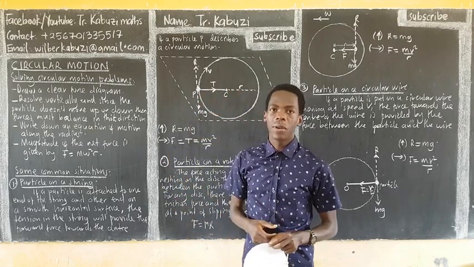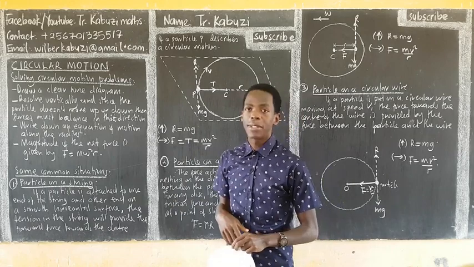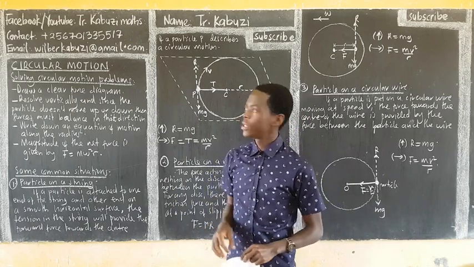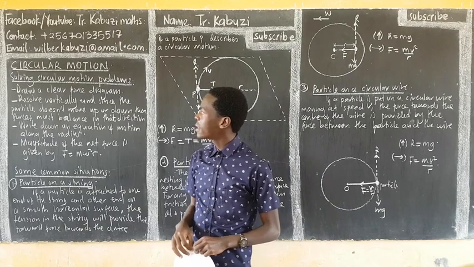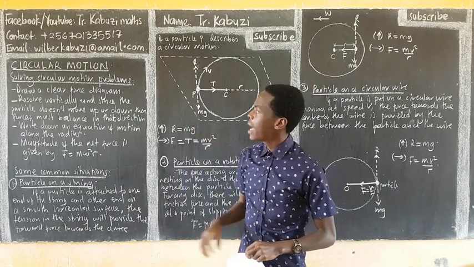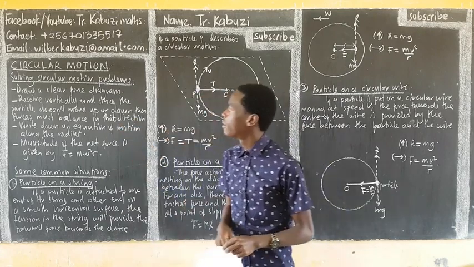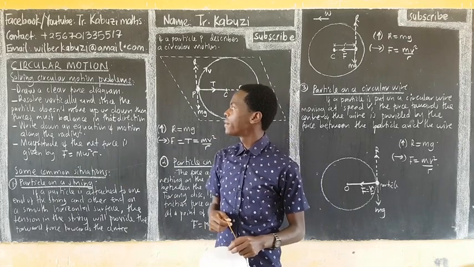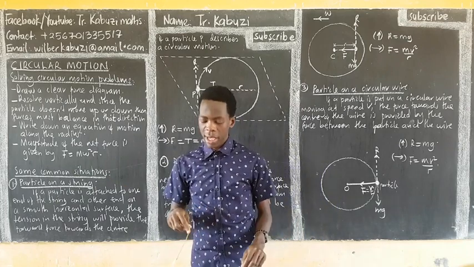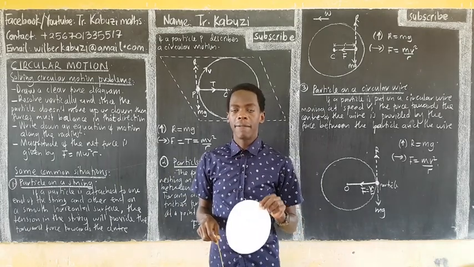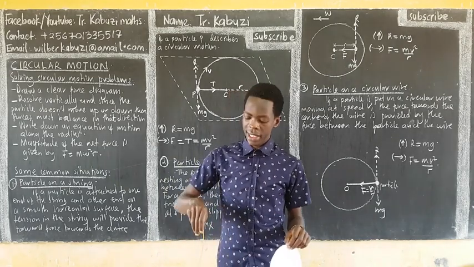When it comes to solving the circular motion problems that are in math, draw a clear force diagram, resolve vertically, and since the object doesn't move upwards or downwards, the forces must balance in that direction. We are dealing now with horizontal motions in the circle.